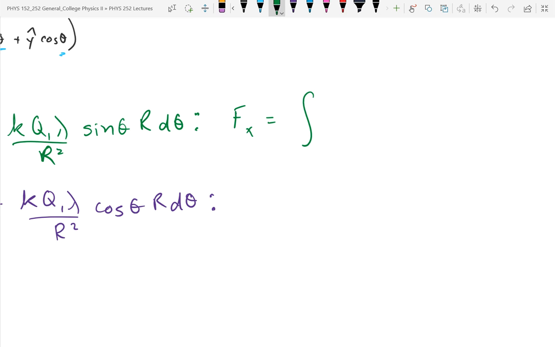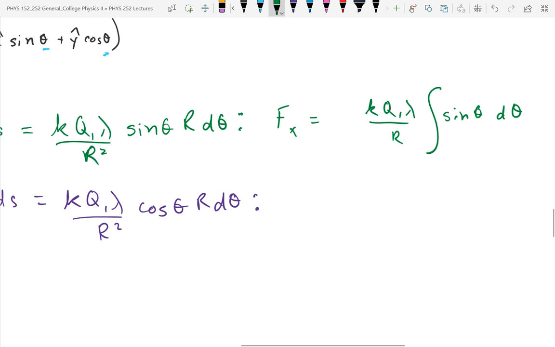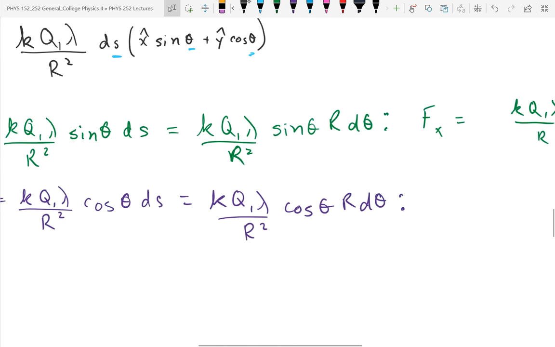Notice r over r squared is just going to be 1 over r. So we have K q1 lambda over r. Actually, let's put that outside of the integral sign. Integral sine theta d theta. What are my limits for the integration?